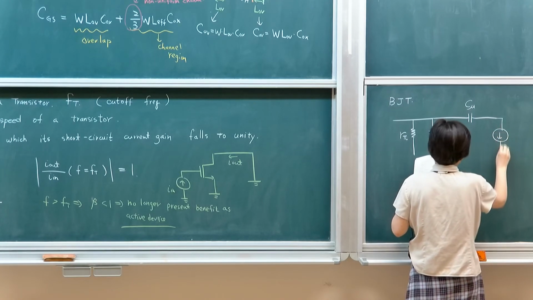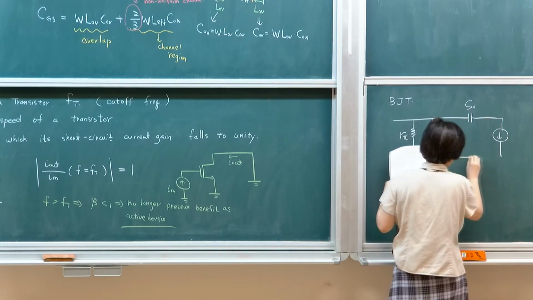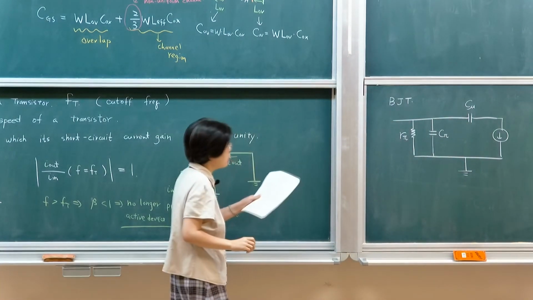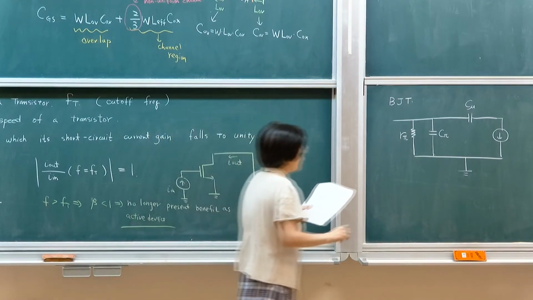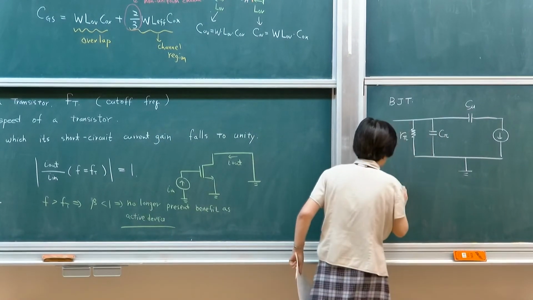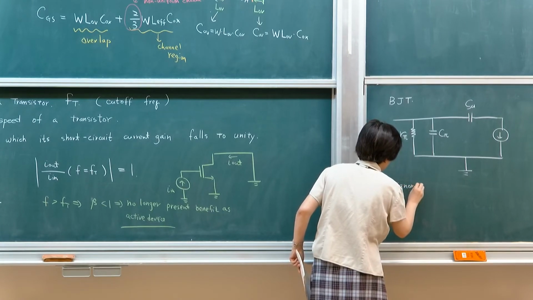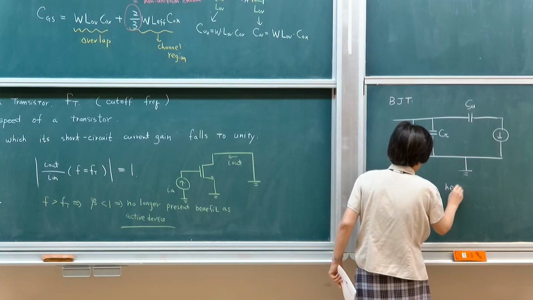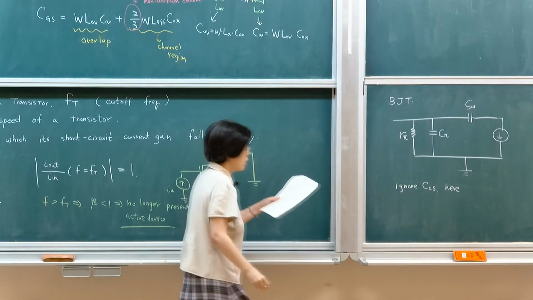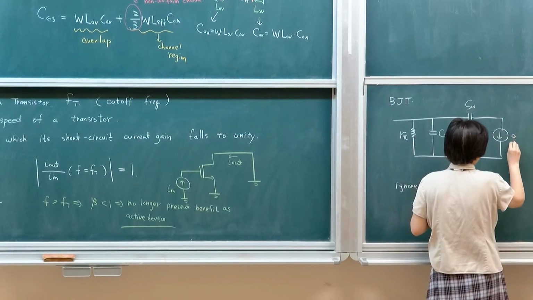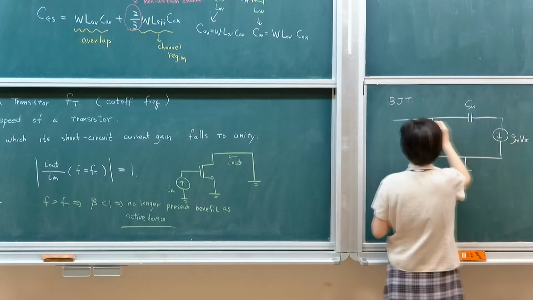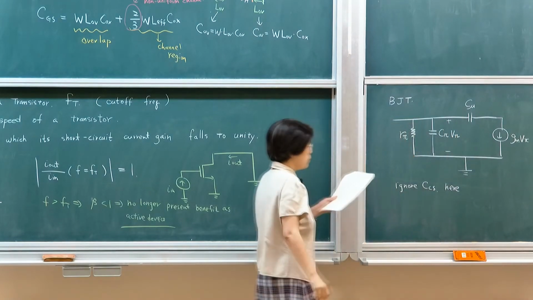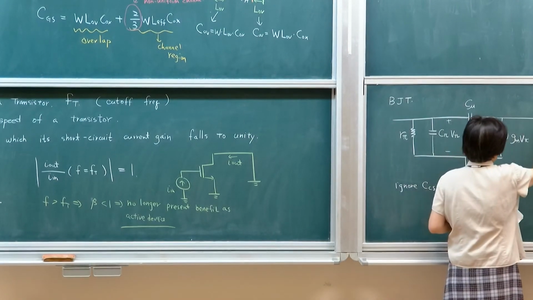And then it's a common emitter architecture, so emitters are ground. We're going to ignore CCS here. Those are not as critical. So this will be gm v pi. v pi is the voltage across base and emitter. And then we have RO.